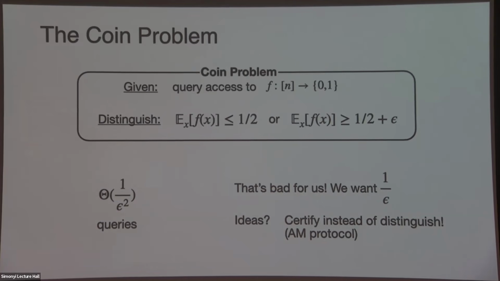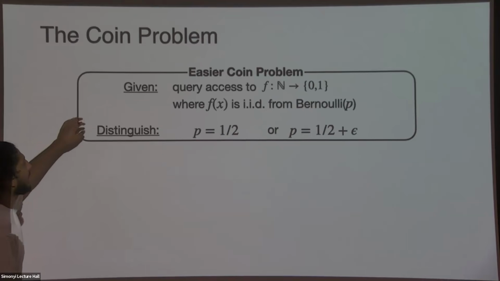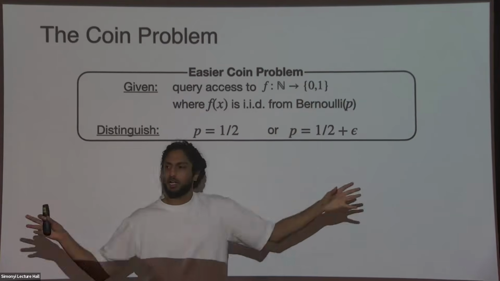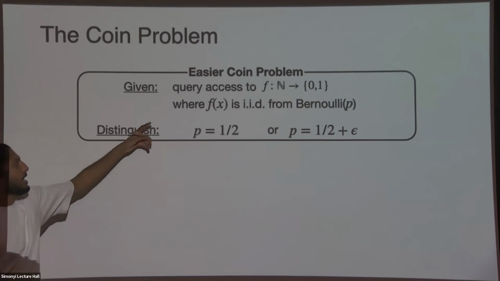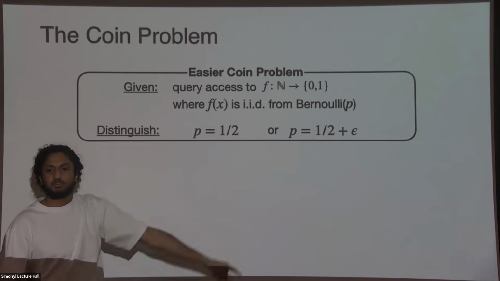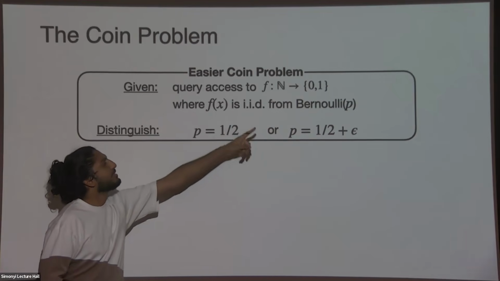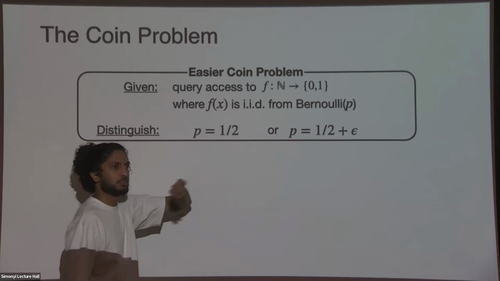Let me tell you a bit about how we do this. To do that, I'm going to talk about an easier coin problem, which is maybe closer to the traditional coin problem. Now I'm giving you query access to a function from the natural numbers to 0, 1. Before I only had the numbers 1 up to n, but now I give you the natural numbers. Each output of f is drawn IID, independent and identically distributed, from a Bernoulli distribution with p, and I ask you to distinguish 1/2 from 1/2 plus epsilon.